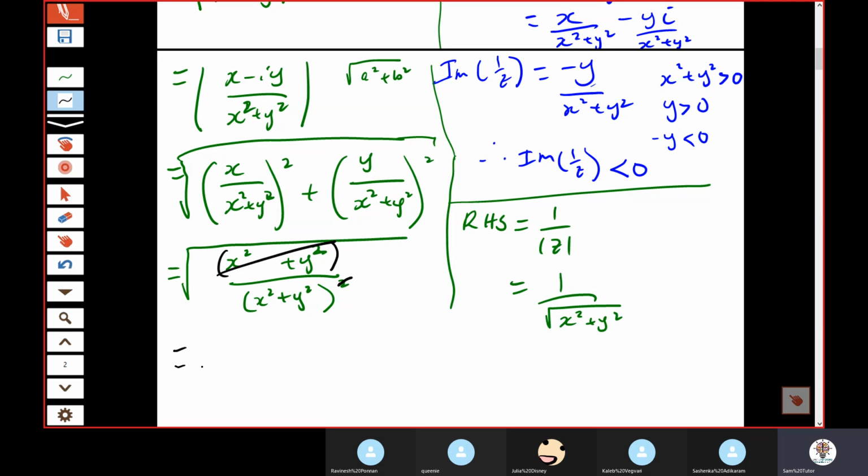That becomes square root of 1 on, and we got it, equals right-hand side. You don't need to simplify it anymore. We can all see that's the same.